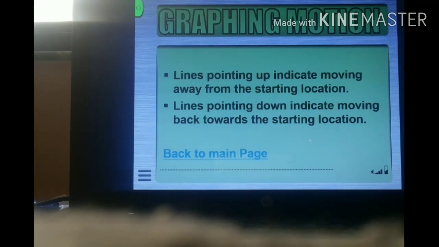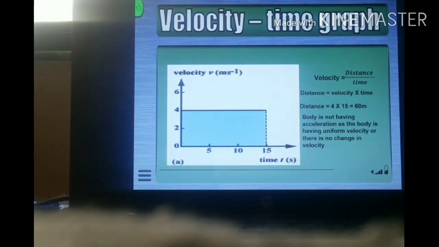A line pointing up indicates that it is moving away from the starting point. If the line is pointing up, it means it is moving away from the starting point. This is the velocity time graph which we are discussing. If the line is pointing down, then it is showing what? It is moving back to the starting point.